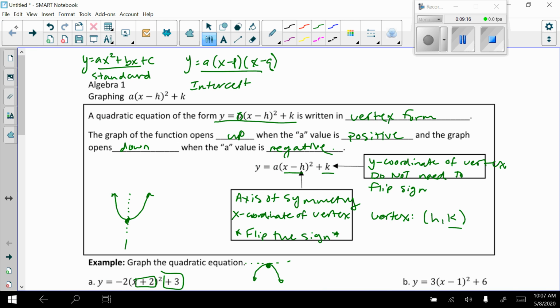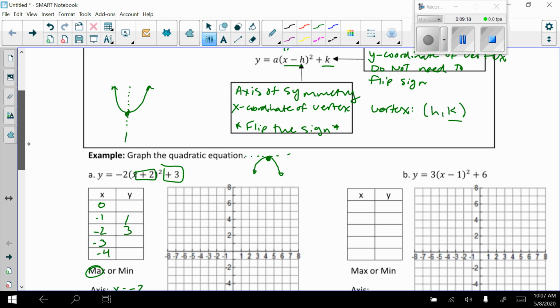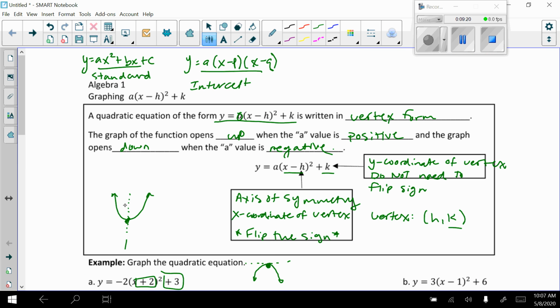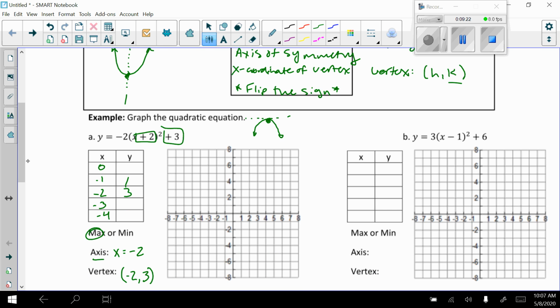So I'm going to go back to my table. When I plug in 0, I get -5. And now that I have half around the vertex, since the parabola is symmetric, I can just take these y values, flip them down here. I don't even have to plug those guys in. I know that that's going to be the case because the parabola is symmetric. So now I've got everything I need to graph this.